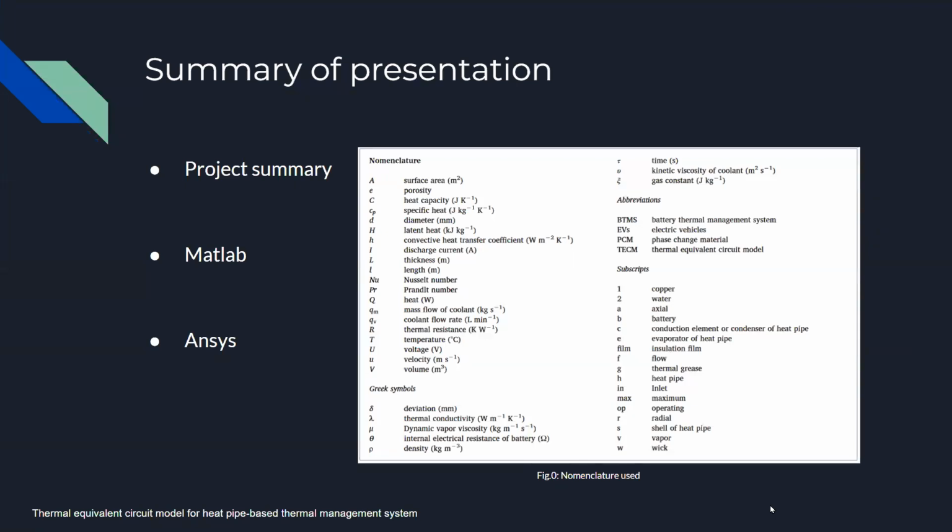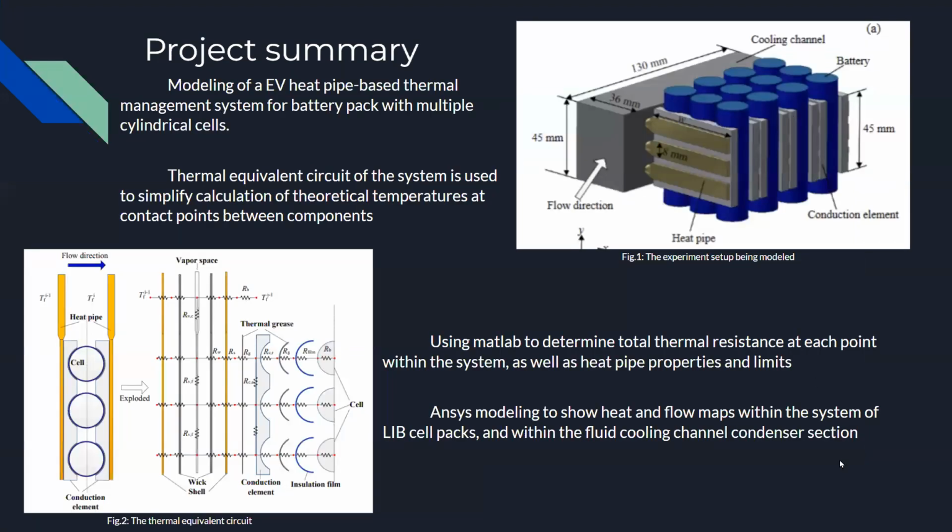Next slide. This is a quick summary of our presentation, the nomenclature that's going to be used in the equations, and we will have a MATLAB and an ANSYS portion. The quick summary of our project is that we are modeling an EV pipe-based thermal management system that is designed for a battery pack with multiple cylindrical cells. It is done using a thermal equivalent system that you can see in the lower left side as a model that simplifies the system and allows for calculation of temperature and heat transfer at each point. We'll be using MATLAB for calculations and ANSYS to model the system itself.